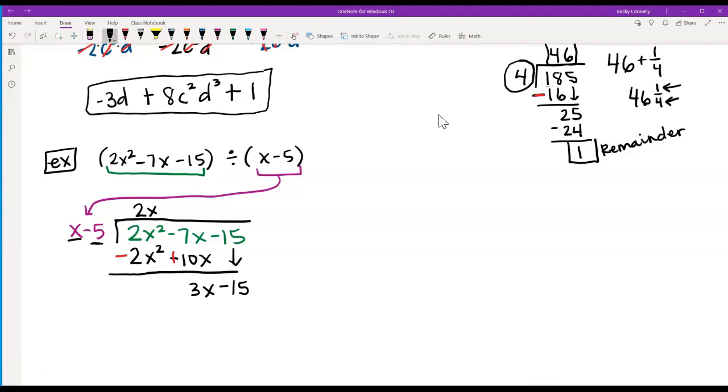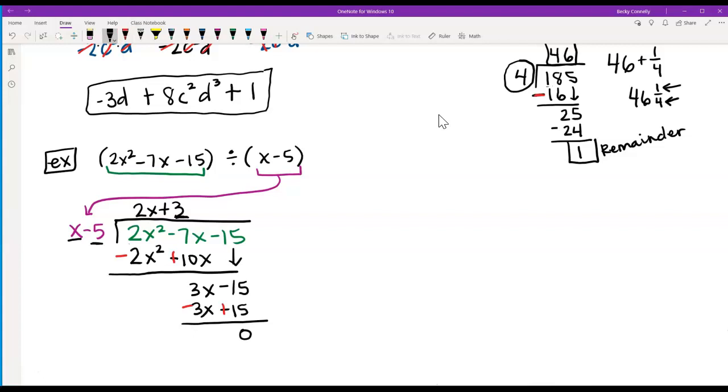So we're asking ourselves, what times x gives me 3x? Well, that's going to be a positive 3, so I'm going to put plus 3 here. All right, so 3 times x gives me 3x, and then I have to multiply it by the other part of my binomial. 3 times negative 15 gives me negative 15. And then again, at this point, I subtract, or think of it as changing the signs. I'm going to change both of those signs. And so I end up with 0 as my remainder on this.